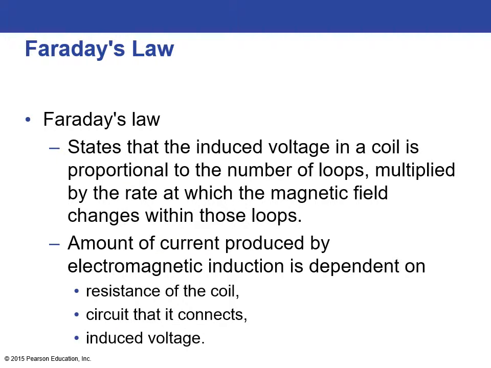So Faraday's law, one of the people, again, who discovered electromagnetic induction, states that the induced voltage in a coil is proportional to the number of loops, multiplied by the rate at which the magnetic field changes within those loops. So again, you're dealing with the number of loops, and you're dealing with the speed at which the magnet and the wire are moving past each other. The amount of current produced by electromagnetic induction is therefore dependent on the resistance of the coil, the circuit that it connects, and the induced voltage.